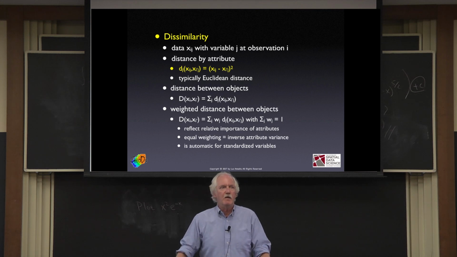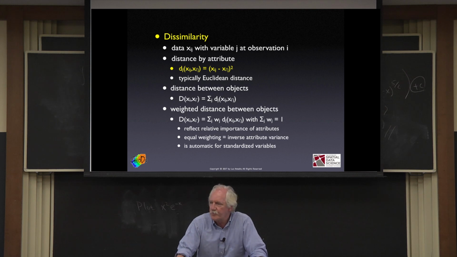So this similarity, we've seen this before. We saw it in the variogram. We saw it in Geary's C. It's a square difference. That's the easiest case. Then the distance between 2 objects is just a higher dimensional generalization of this. So you sum the distance over j.